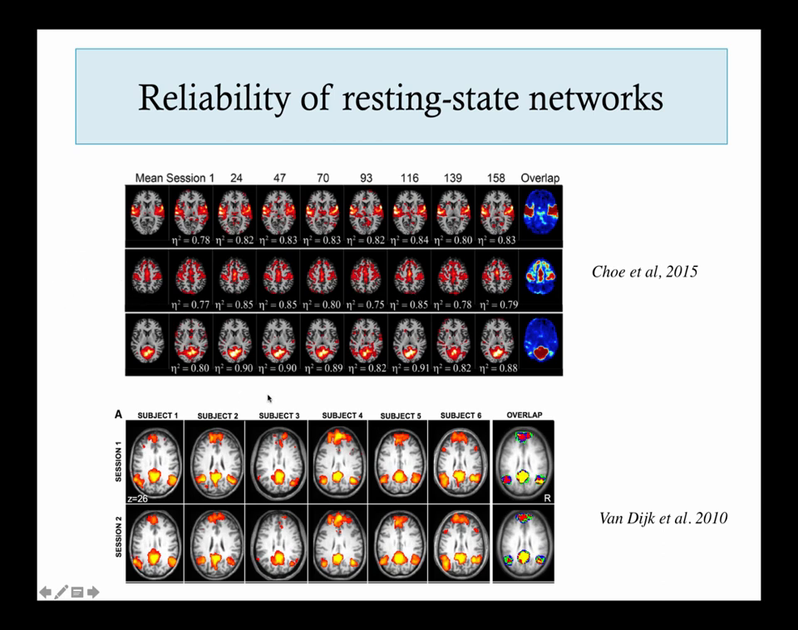And here's another study where they extracted this pattern called the default mode network from 6 different subjects, each with 2 different scan sessions each. And you can see the same basic topography here across the scans in the individuals.